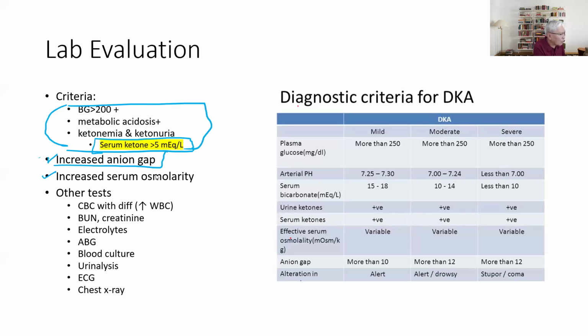Now, again, what happens to your electrolytes? Initially, your serum potassium levels may be elevated, but after the patient is now going to have diuresis, the patient can develop hypokalemia.